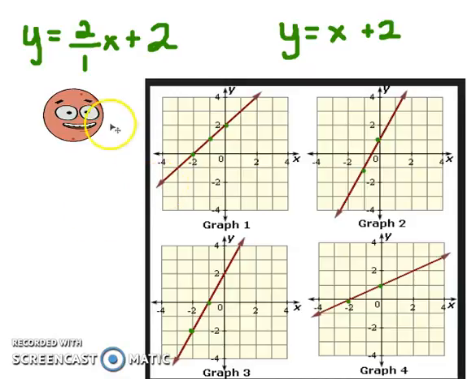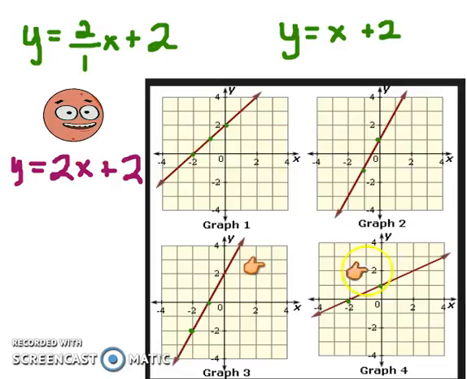So now we have to do it the opposite way. We have to find out which one of the graphs is for this equation right here. So my equation is y equals 2x plus 2. I don't need the 1. I could actually write this y equals 2x plus 2. So same thing. We're going to find out which one of these graphs has this as a y-intercept, plus 2.